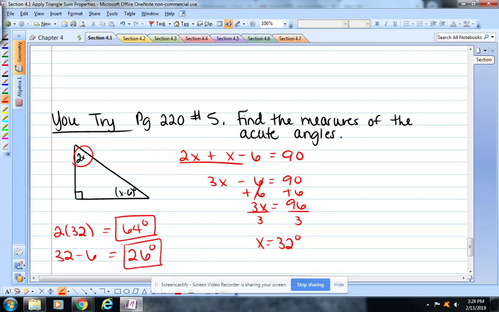Again, once you get one, you have options of different ways that you can get the other one.